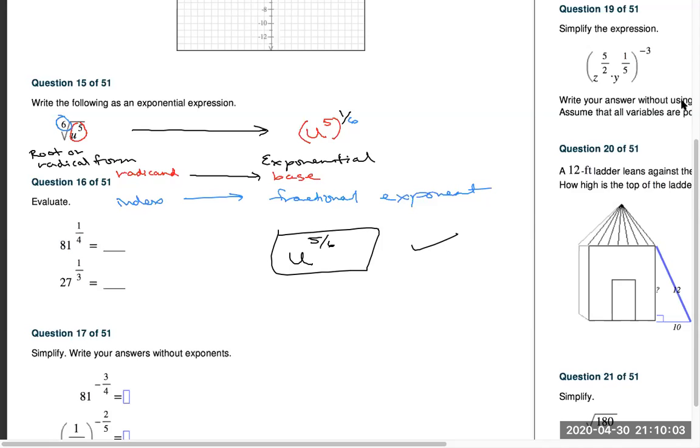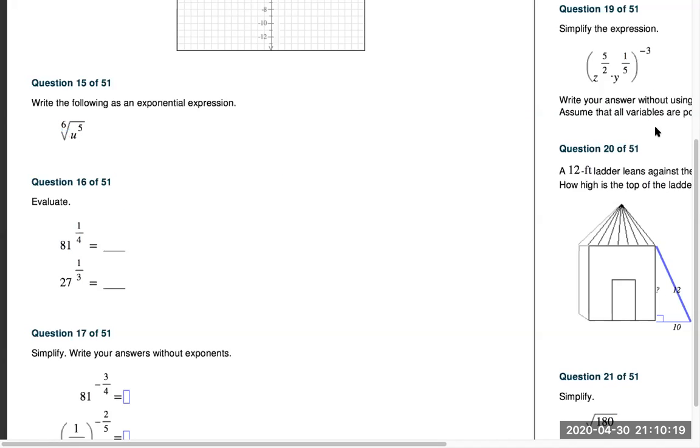Let me save that and keep going. Question 16. We're asked to evaluate particular expressions.